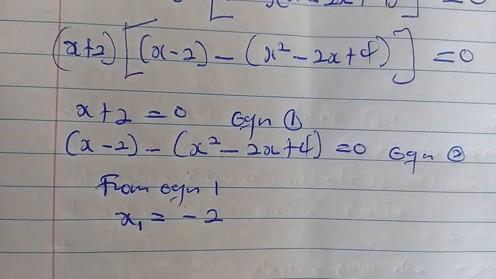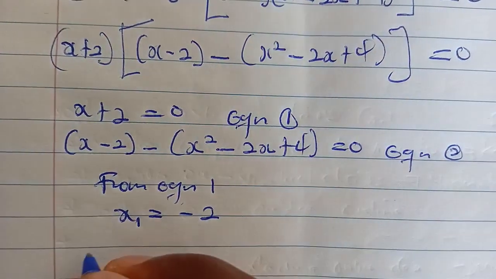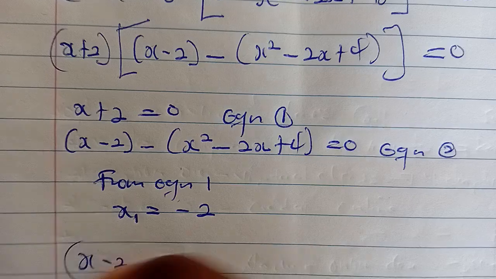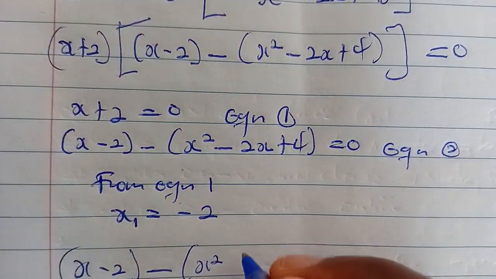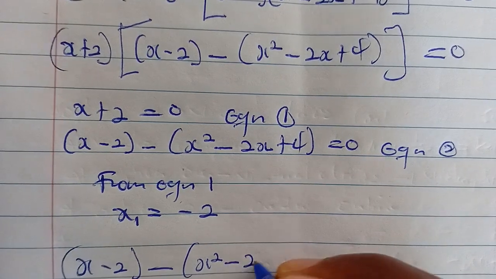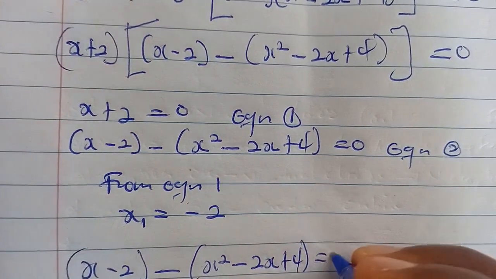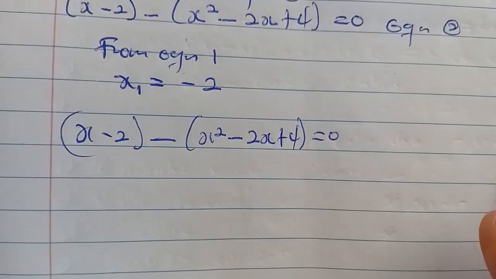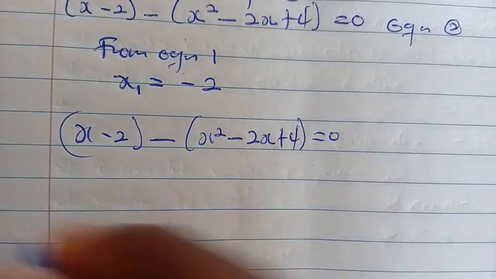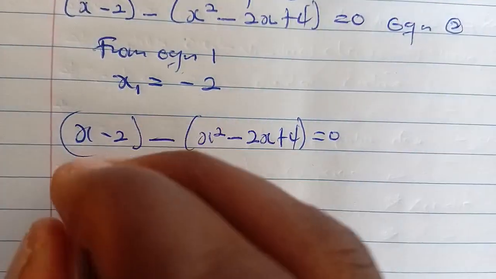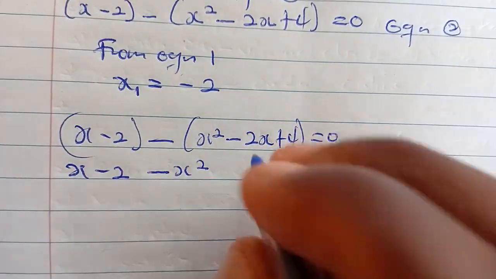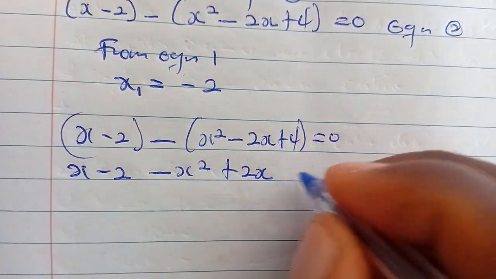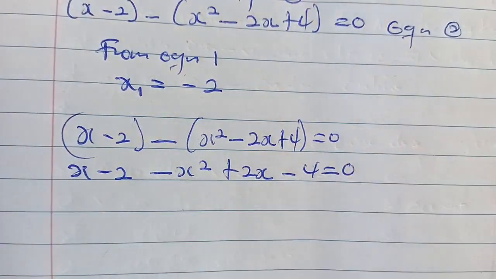Now let's do x. So equation 2 is x minus 2 minus x squared minus 2x plus 4 is equal to 0. So this is equation 2. Let's break down the equation. You're going to have x minus 2 minus x squared plus 2x minus 4 is equal to 0.